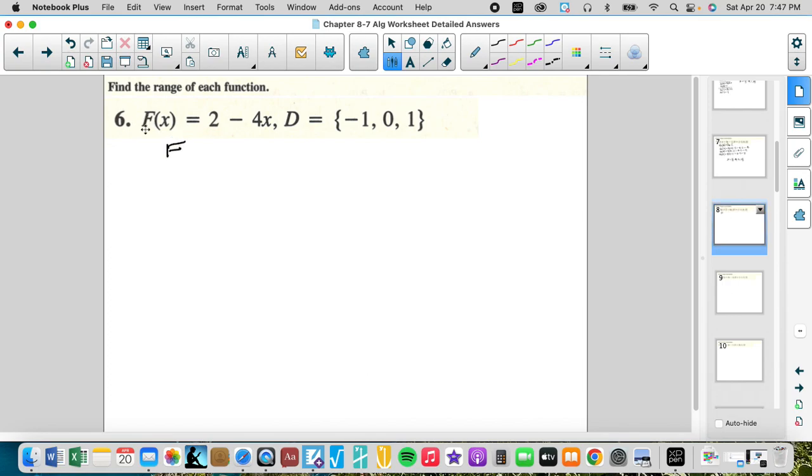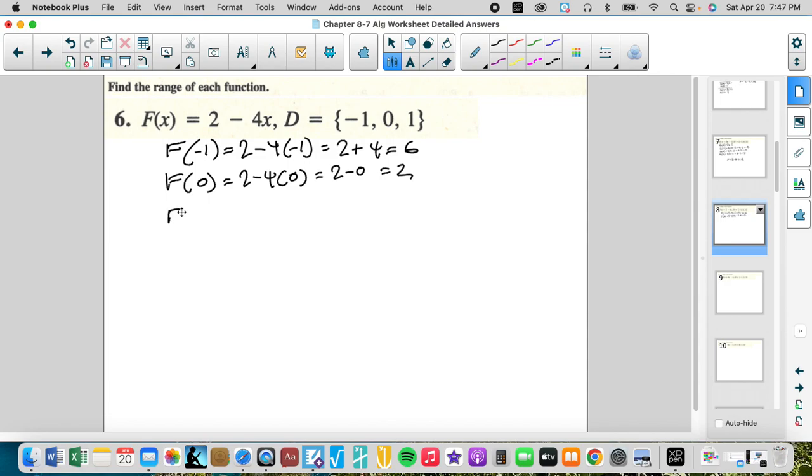But just showing that your function variable can be a capital letter also is really what I wanted everybody to see. We already have that equation, so it's not necessary for me. Let's start plugging in values. F of negative 1 is 2 minus 4 times negative 1, which is 2 plus 4, which equals 6. F of 0 equals 2 minus 4 times 0, which is 2 minus 0, which is 2. And f of 1 equals 2 minus 4 times 1, which is 2 minus 4, which equals negative 2. My range is going to be negative 2 to 6.